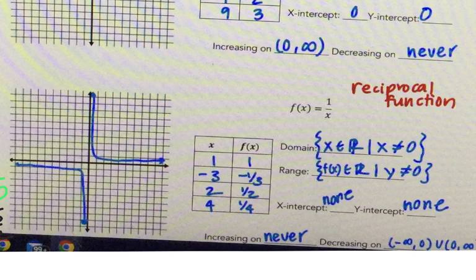Okay, the last one is the reciprocal function. I said this is the weirdest one. When I teach this in Algebra 1, or when I taught it in regular precalc, I never treat it as a parent function because it's so difficult to do transformations with. But that's what it looks like.